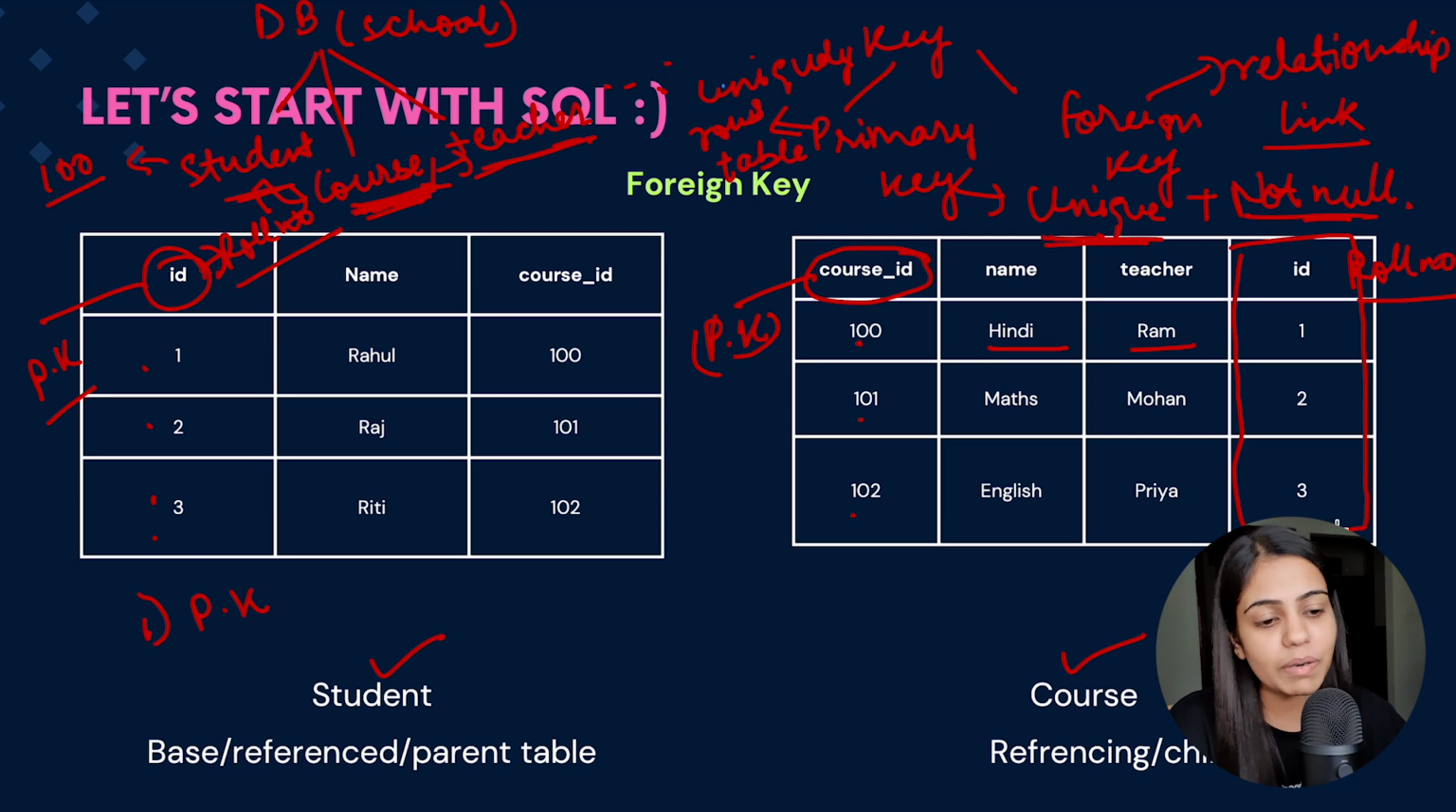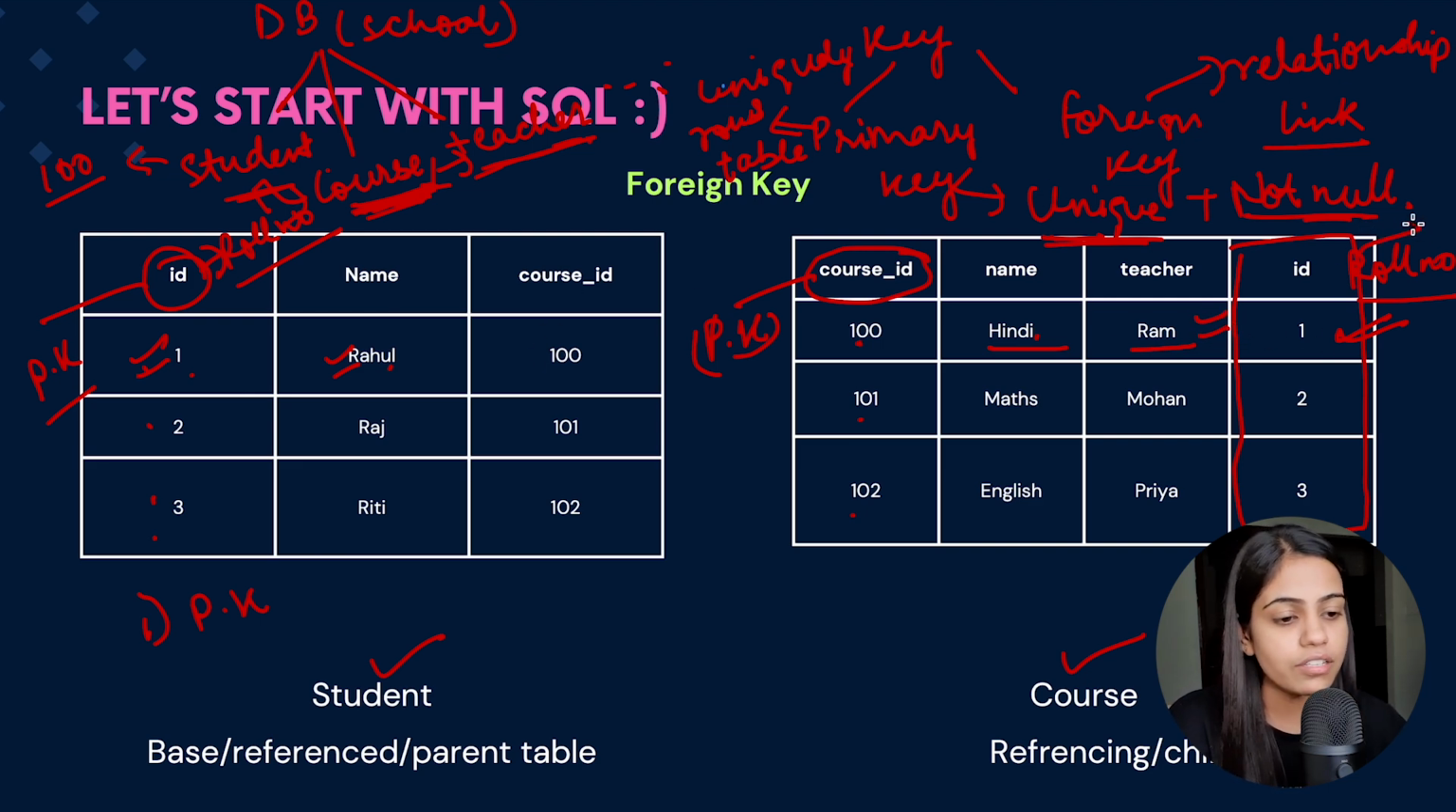So basically this particular ID column is helping me to establish a relationship between these two tables, because from here I can see that the ID is 1. So here if I come, the ID is 1, the name is Rahul. So ID 1, name Rahul, has opted for Hindi as a course or as a subject, and the teacher who is teaching is Ram. So a relationship between these two tables is established.